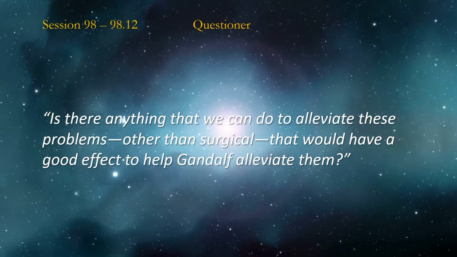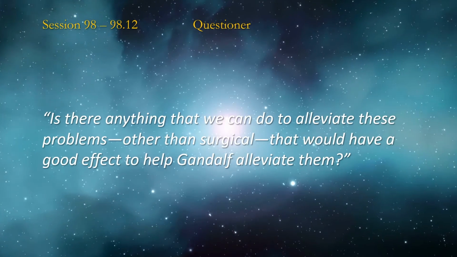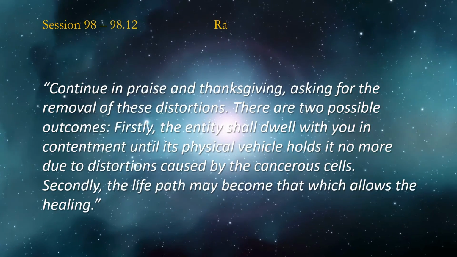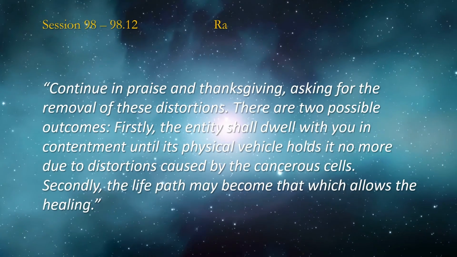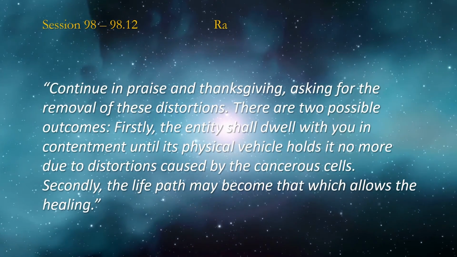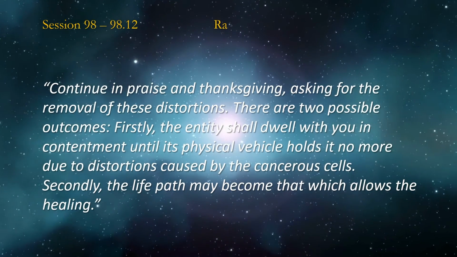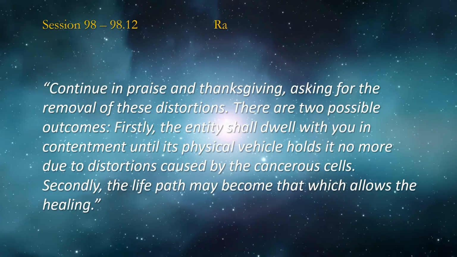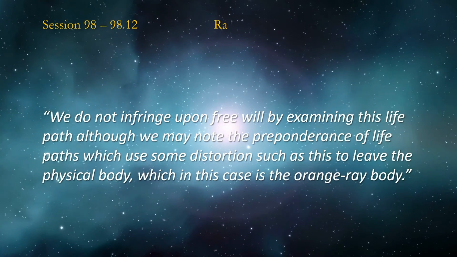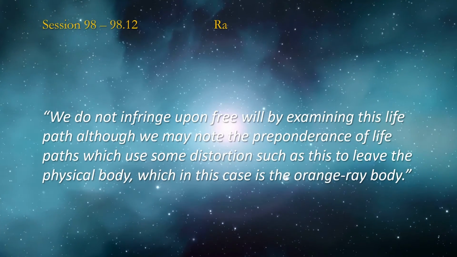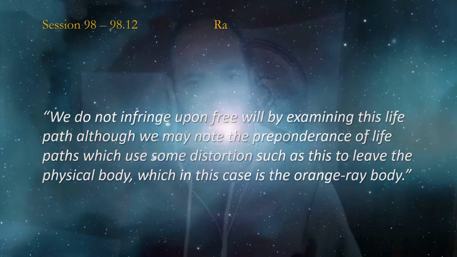Question 12, Don says, is there anything that we can do to alleviate these problems other than surgical that would have a good effect to help Gandalf alleviate them? Ra says, continue in praise and thanksgiving, asking for the removal of these distortions. There are two possible outcomes. Firstly, the entity shall dwell with you in contentment until its physical vehicle holds it no more due to distortions caused by the cancerous cells. Secondly, the life path may become that which allows the healing. And they finish saying, we do not infringe upon free will by examining this life path, although we may note the preponderance of life paths which use some distortion, such as this, to leave the physical body, which in this case is the orange ray body.